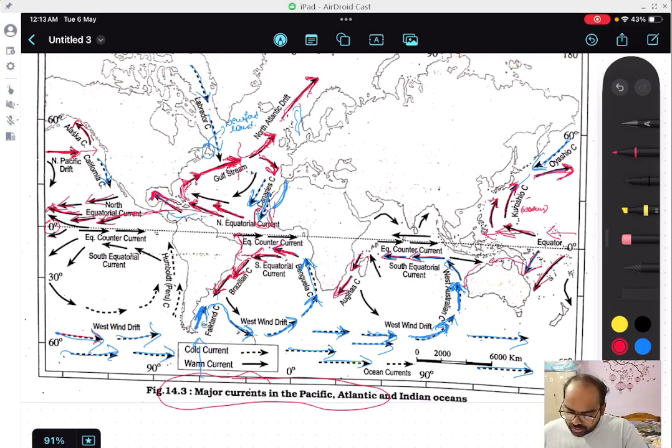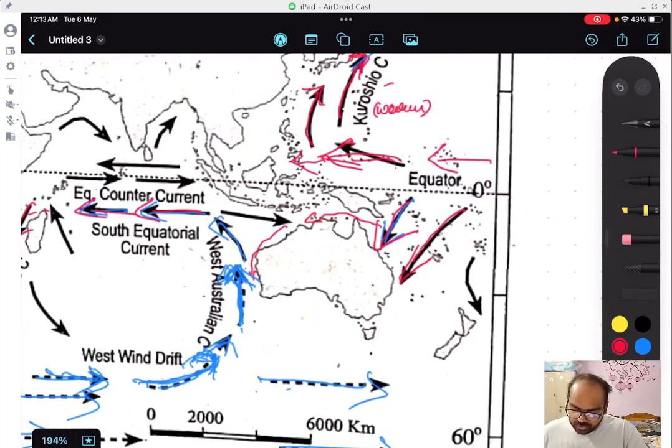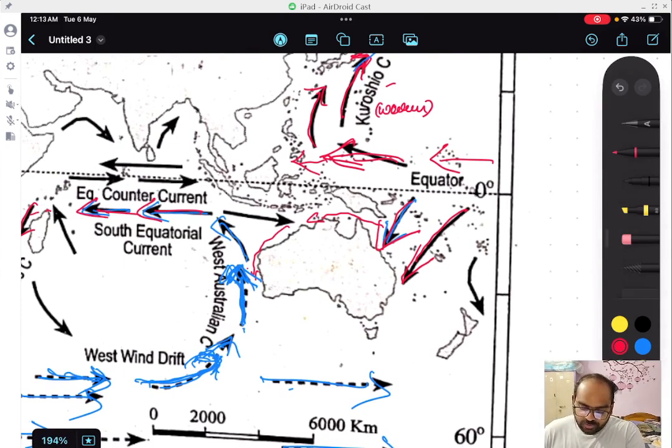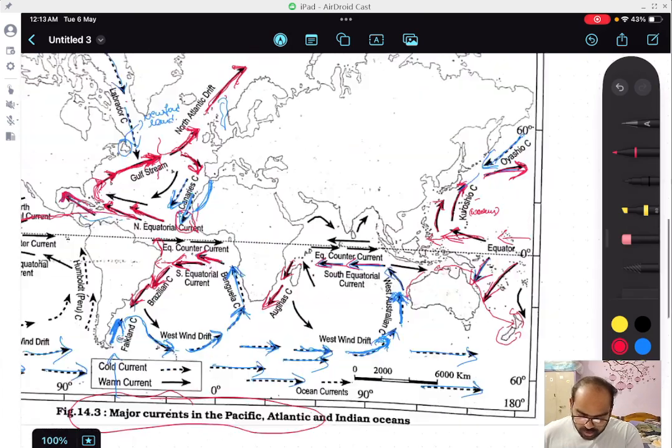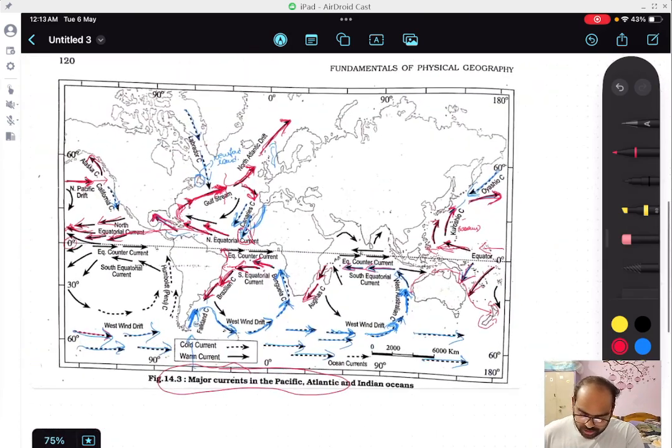And moreover, I have said that this north equatorial current will hit the Philippines and move as Kuroshio, and the south one moves along the eastern coast of Africa, and it enters New Zealand. This New Zealand is entirely surrounded by the warm north equatorial current. And so this is about oceanic currents.